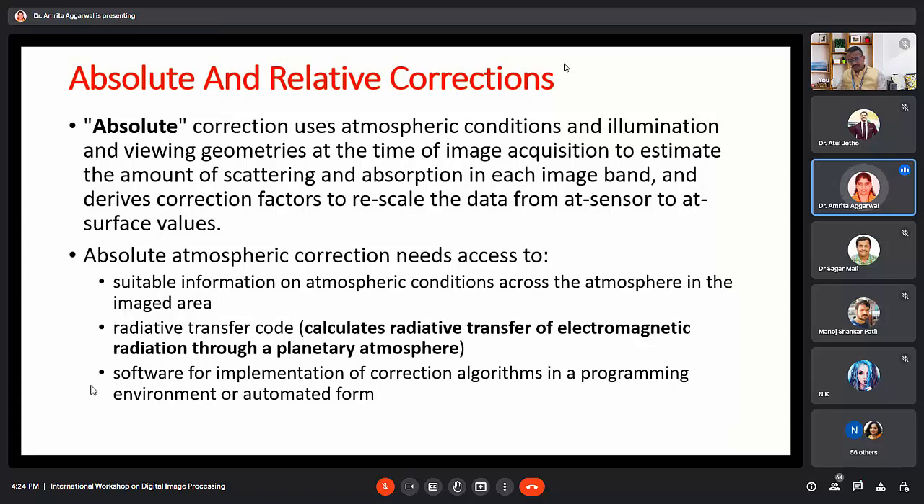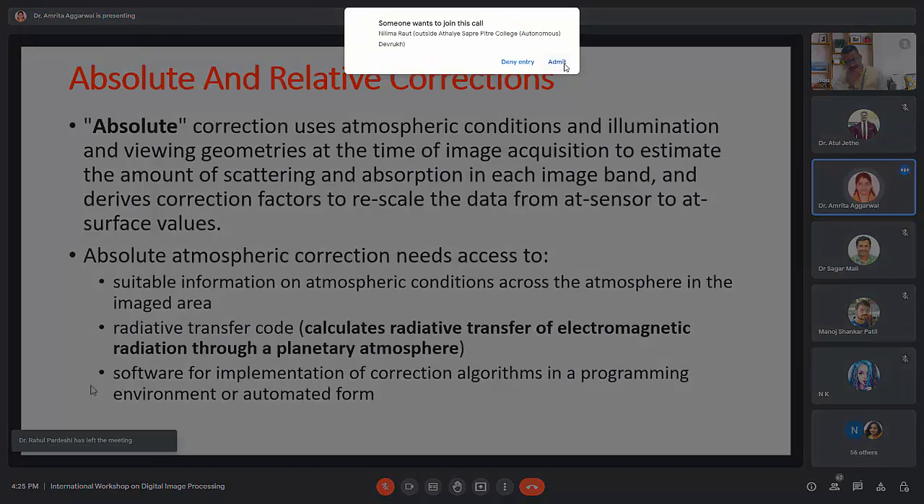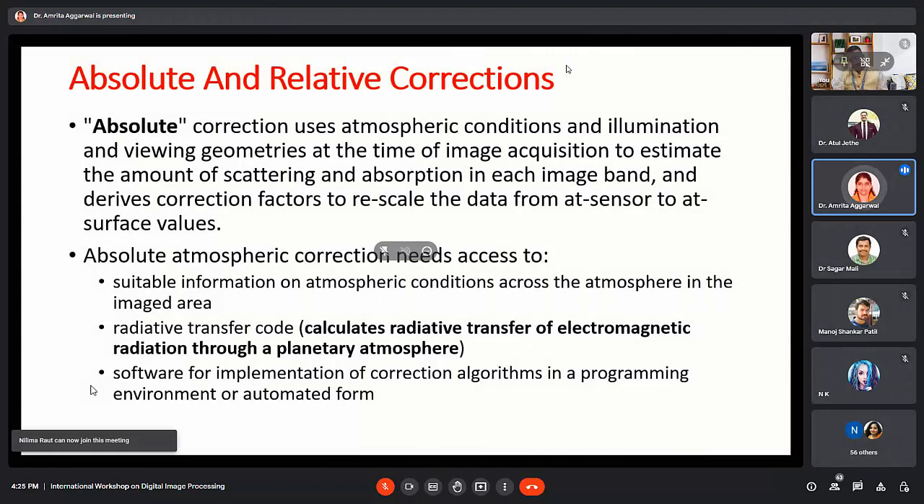The radiative transfer code is a tool in the remote sensing software which helps us understand the reflectance values captured in the pixels to the best possible extent. Whatever values it has received, it will automatically enhance them, and if there is still unclarity or haziness in the image, then we will go ahead and remove it. And the third thing we need is the correct software, which will help in the implementation of the algorithms in a programming environment.